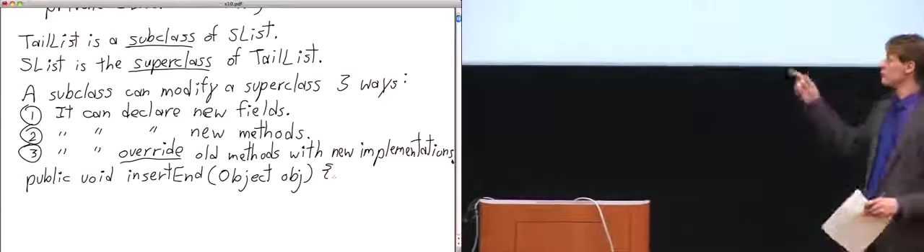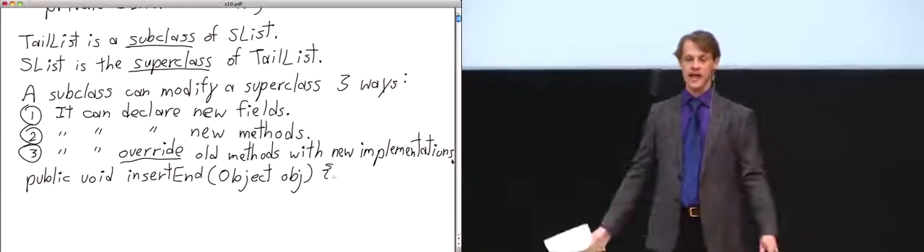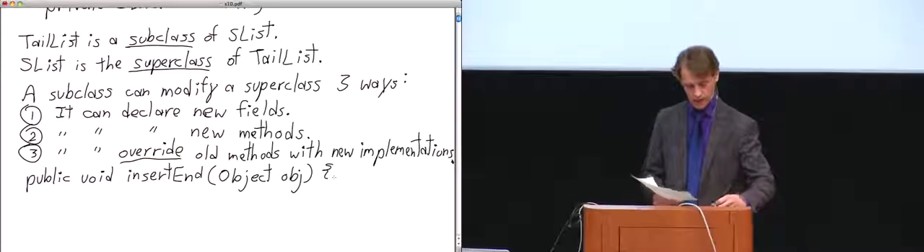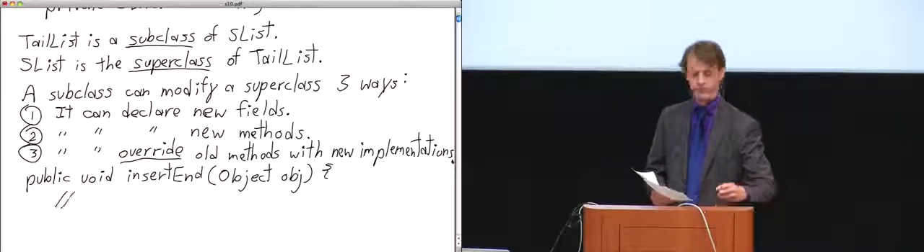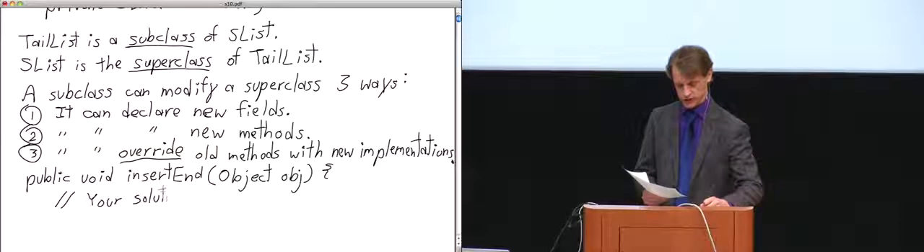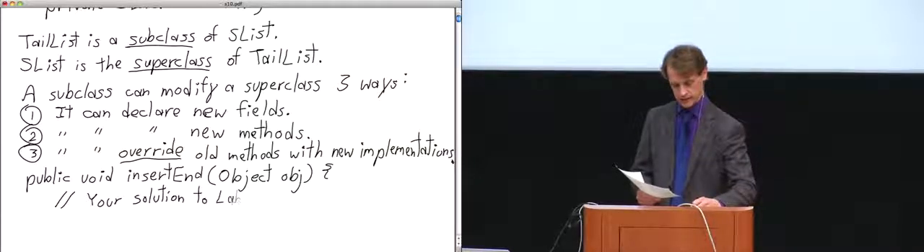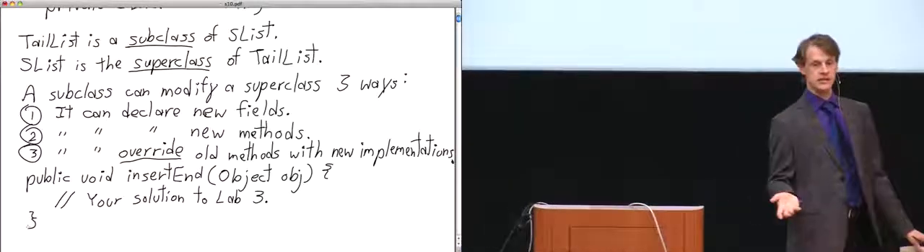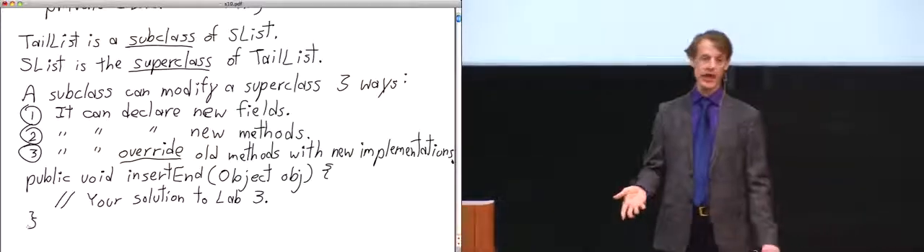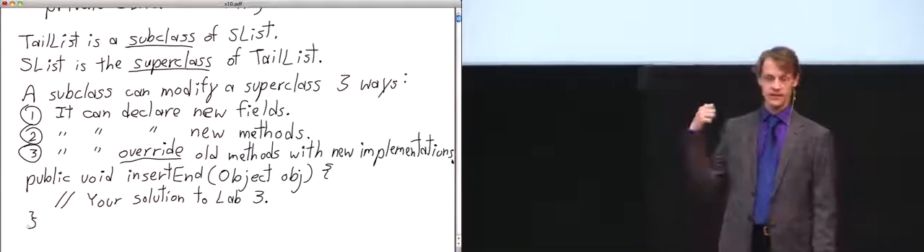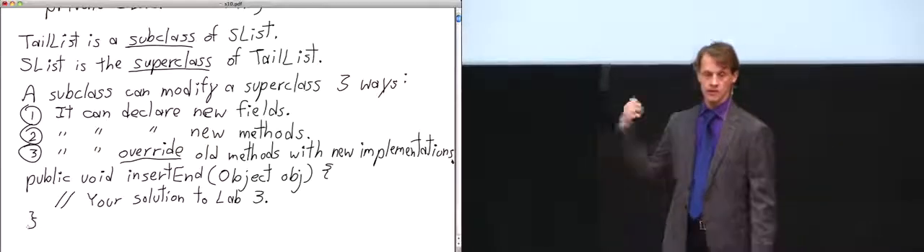So I start off by writing the signature for insertEnd exactly the same way I wrote it in the superclass file, SList.java. But now I'm writing it again in the TailList file. Now, you did this in Lab 3, so I'm not going to belabor the point by writing out lots of code. Just take your solution to Lab 3 and put it here. And so now what that does is it replaces the old slow insertEnd method with a new faster one in the TailList class. The old slow method is still there in the SList class. You can still create SLists and do insertEnd the old slow way on those SLists. But you also have the option to create new TailLists and do insertEnd faster there.